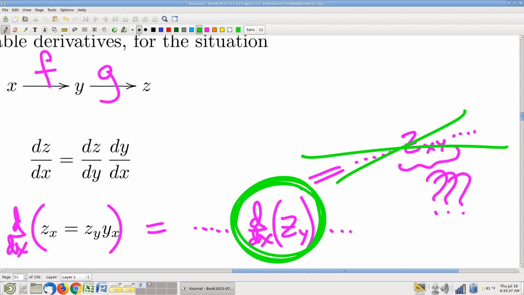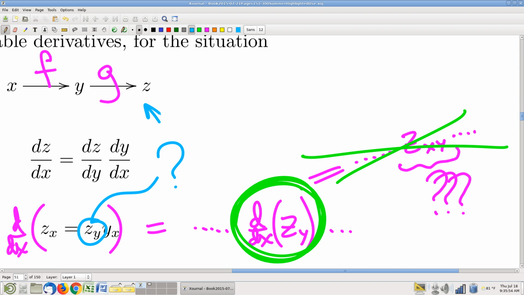And here's how I like to do it. I like to think through, well, what is this thing zy? What is zy? And where is that on my diagram? Is it in there somewhere?